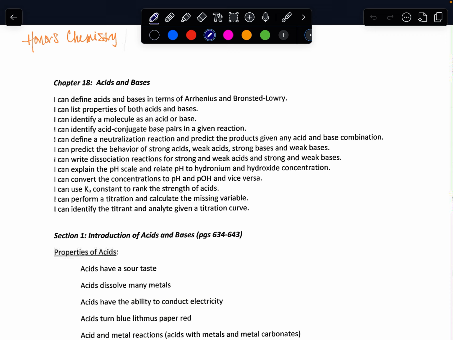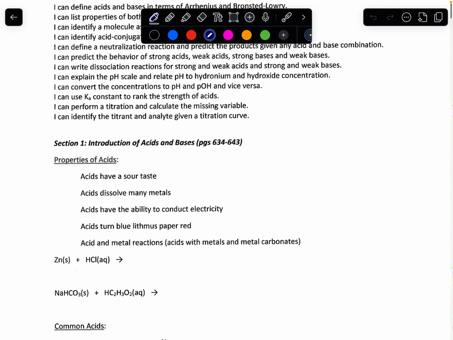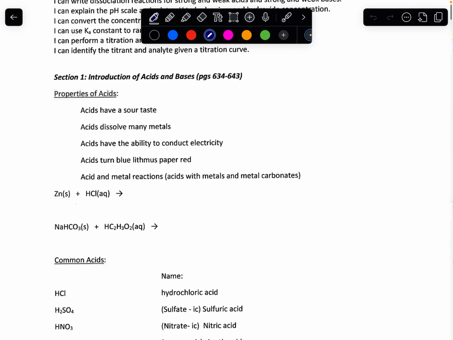Today we're going to be starting chapter 18, acids and bases. Today is just going to be a general overview. What is an acid? What is a base? We're going to get into some of the properties, looking at some names, things like that. As usual, we've got our learning objectives here at the top of the note packet. By the end of this unit, we should be able to do these things. Let's get started by looking at some properties of acids and bases.